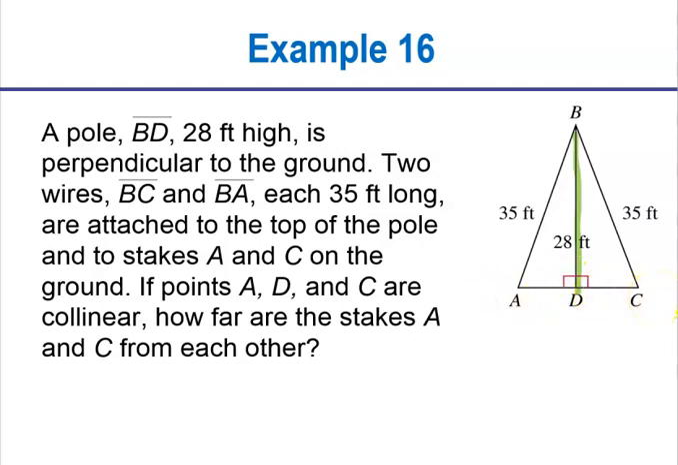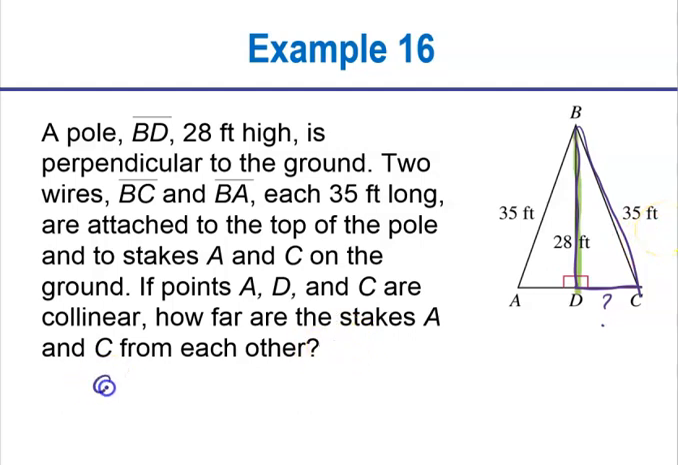How far are the stakes A and C from each other? So what could we do here? If you know what to do, definitely pause it and go ahead and calculate and see how it goes. Well, let's focus only on the right triangle, and there's two of them. I'm going to look at the one to the right here. It wouldn't matter if you looked at the one to the left. Now, what information do we have? We have a leg, which is 28 feet. Then I have a base down here, line segment DC, that I'm trying to calculate. And then my hypotenuse is 35 feet.